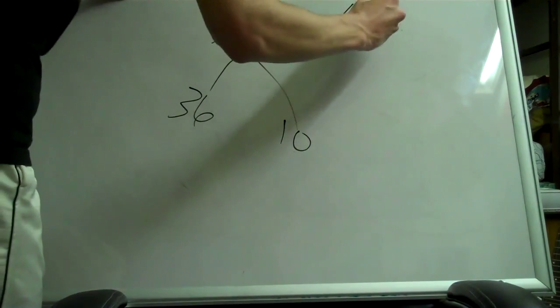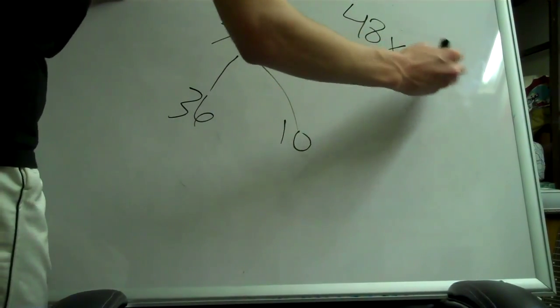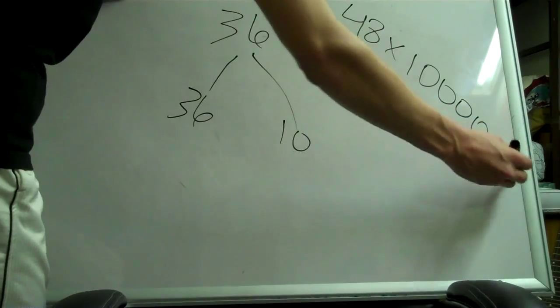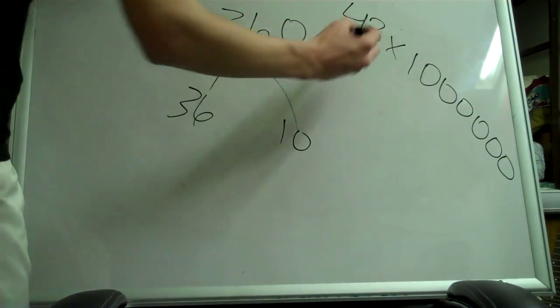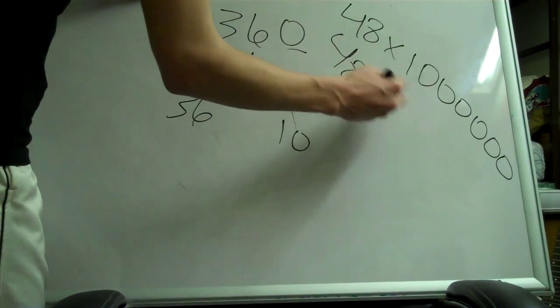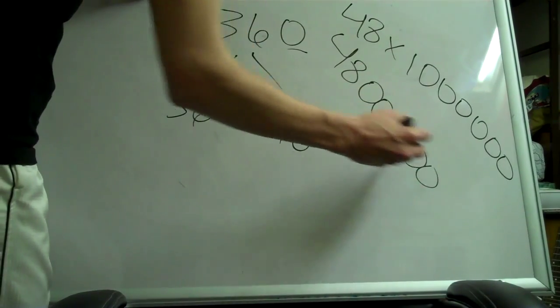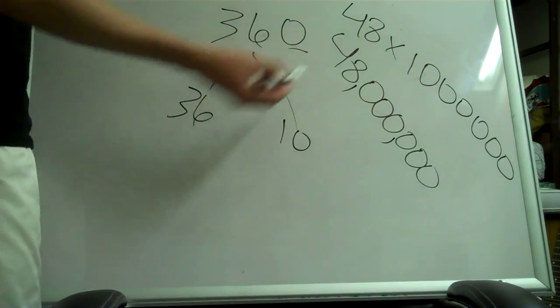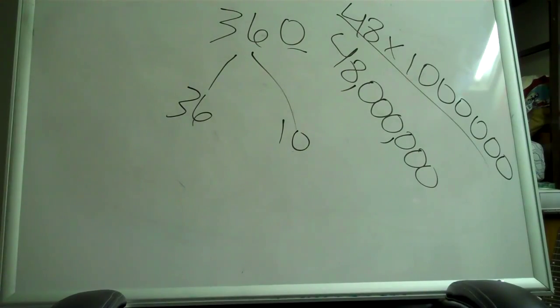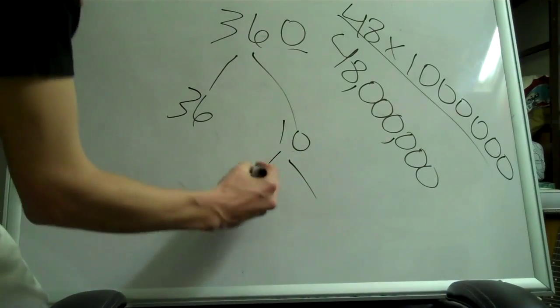Makes it easy. If I do 48 times 1,000,000, you're like, oh, yeah, duh. You add on 6 zeros, and there's your answer already. That was easy. It's easy to multiply by multiples of 10. And so 10 breaks down into 5 and 2.